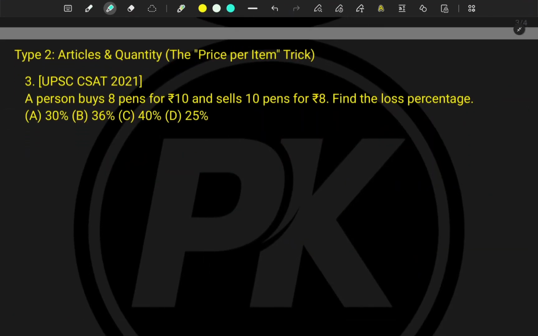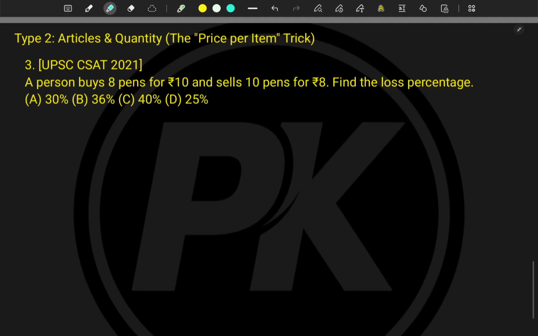Okay, so we are seeing the type number 2, which is related to articles and quantity, and here the price per item is the trick. We are not going to find out price per item using formulas, because we are going to avoid the formulas as much as possible. So now let's read out the problem. This problem is from UPSC CSAT 2021.